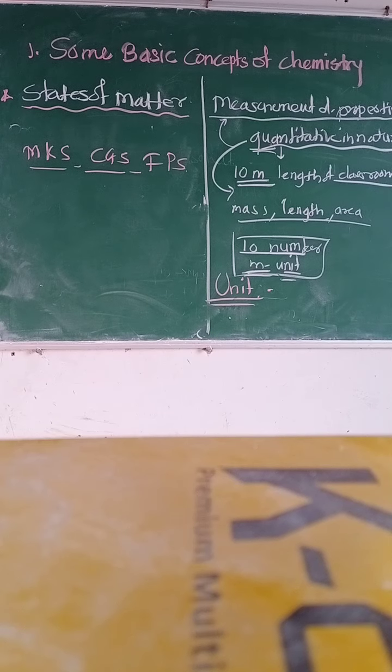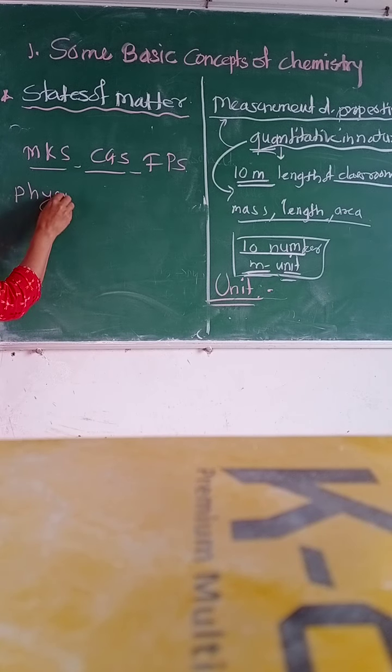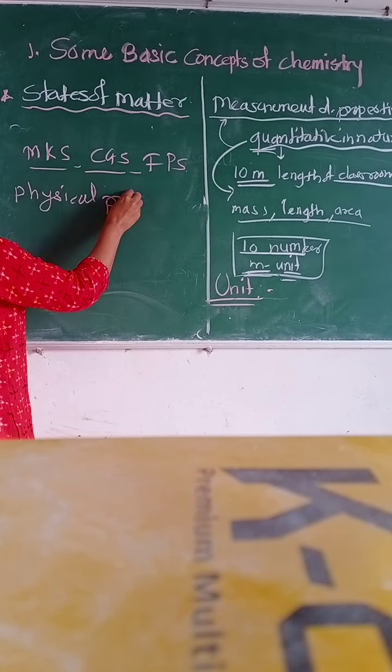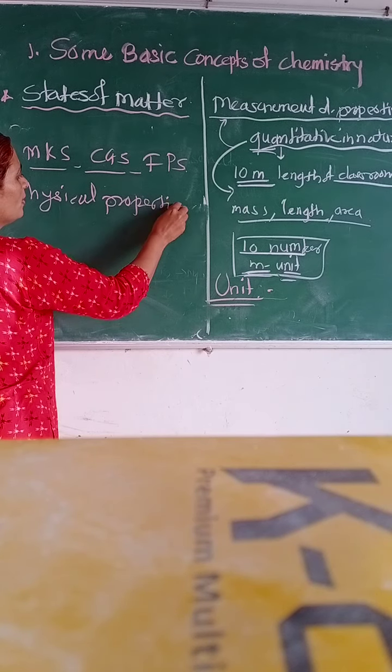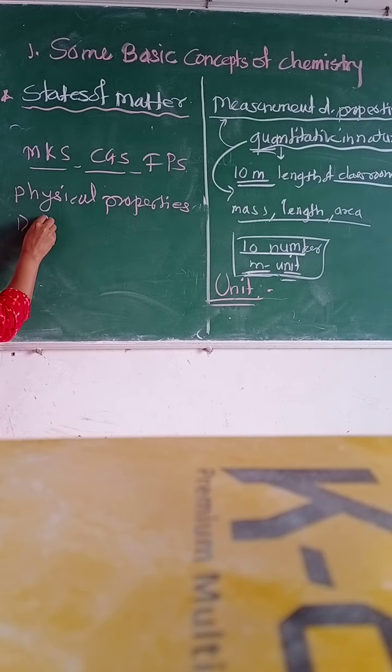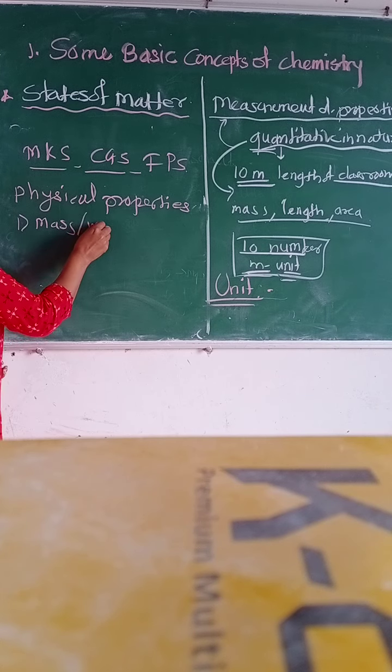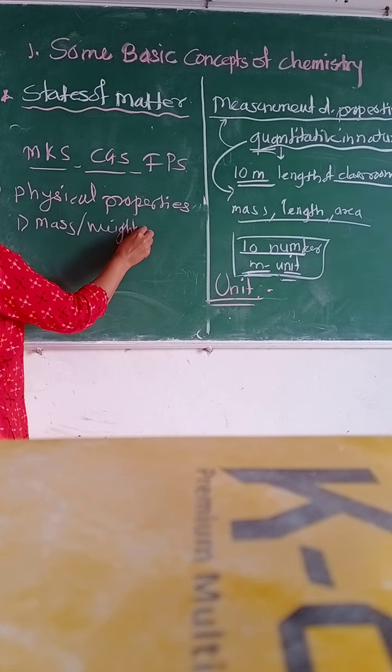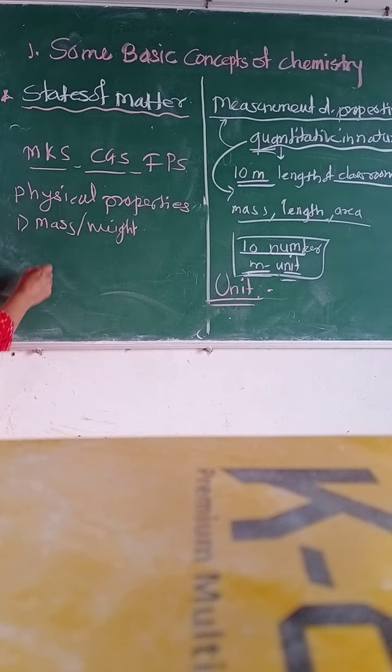Then the physical properties are explained, starting with mass. Here the first property is mass. Matter has its specific mass, and that is an inherent property of matter. Mass is an inherent property of matter.